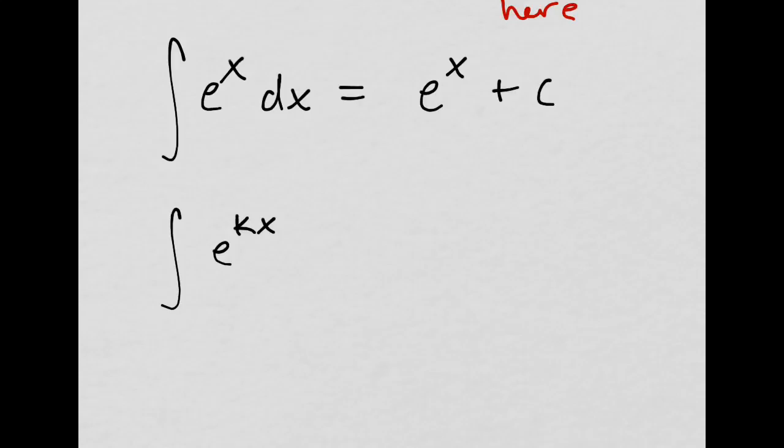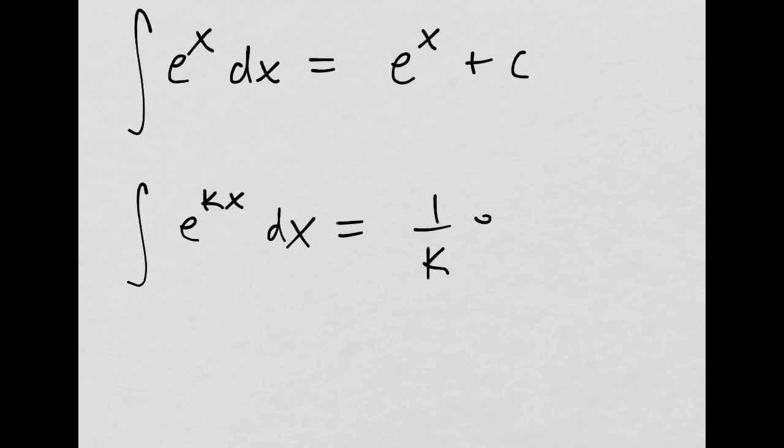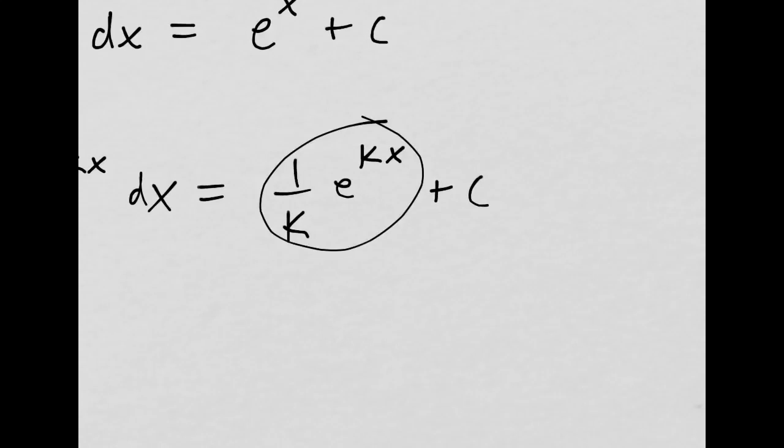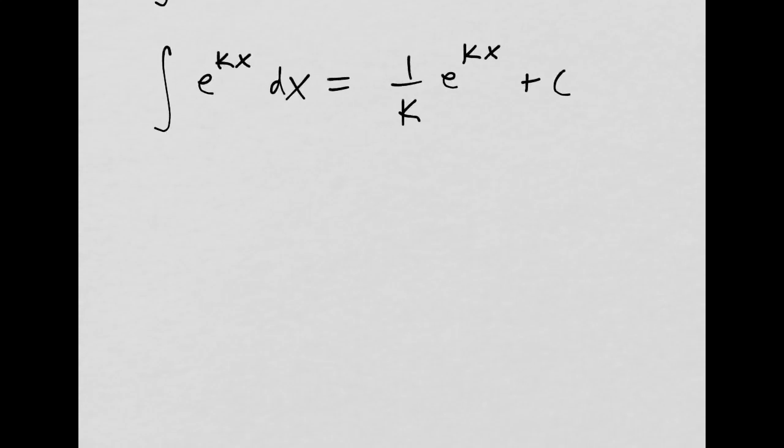If we have e to the kx dx, that's going to be just 1 over k e to the kx, if k is a constant, plus c, right? Because if you take the derivative of this, you have to use the chain rule. That would be the derivative of the outside with the inside the same, so you just copy that down, and then multiply by the derivative of the inside. The derivative of kx would just be k, for k being a constant, and that would cancel out. So there's the formula there. K is a constant.